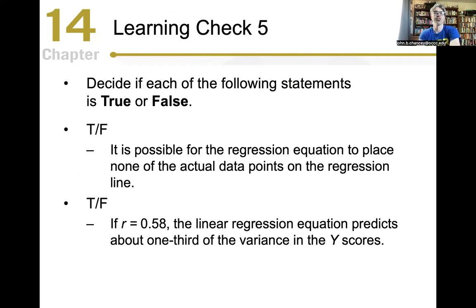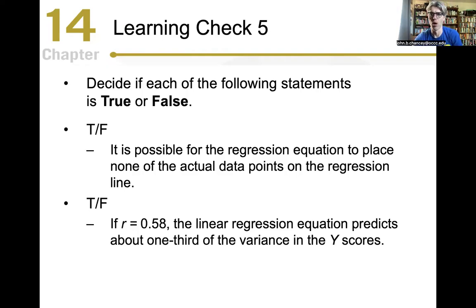All right, next one, true or false. Decide if each of the following statements is true or false. First one, it is possible for the regression equation to place none of the actual data points on the regression line. And second, if R is positive 0.58, the linear regression equation predicts about a third of the variance in Y scores. Go ahead and pause the video. Think about both answers. Come back when you have an answer.